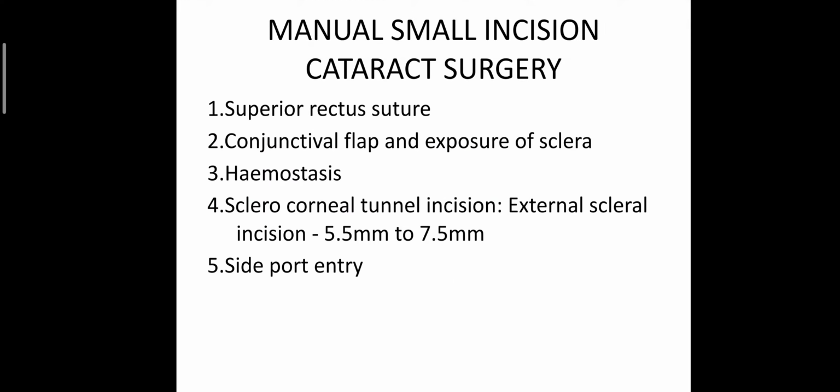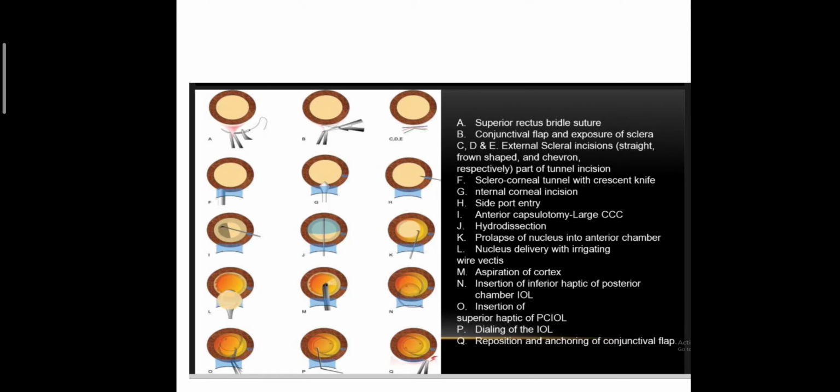So coming to manual small incision cataract surgery, this is most widely done other than phacoemulsification. This surgery is most widely done nowadays for camp setups and all. So coming to the steps in small incision cataract surgery.